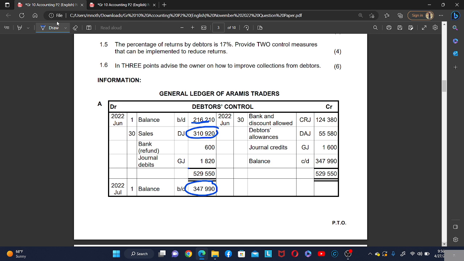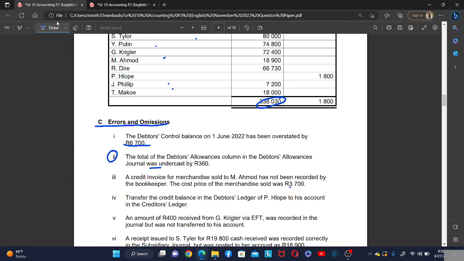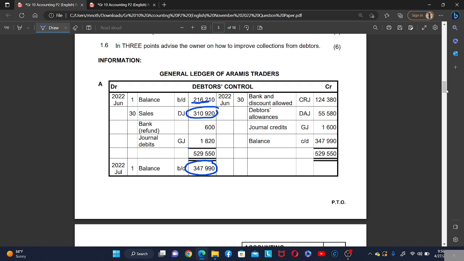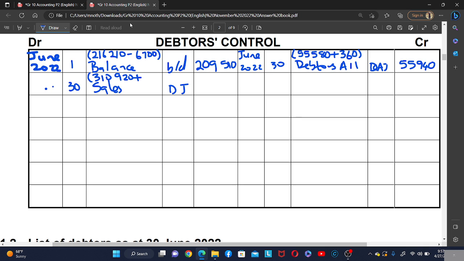So now what are they saying? They said a credit invoice for merchandise sold to M has not been recorded, meaning that these sales were transferred from the debtors journal, so that invoice of merchandise sold is not included in this 310 920 because it was not recorded, right? But the problem now is we are not told to do the debtors journal. So we must correct this error in a debtors control account. So we must open the account sales and then open the brackets.